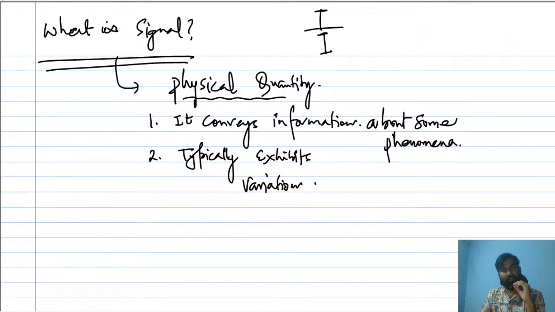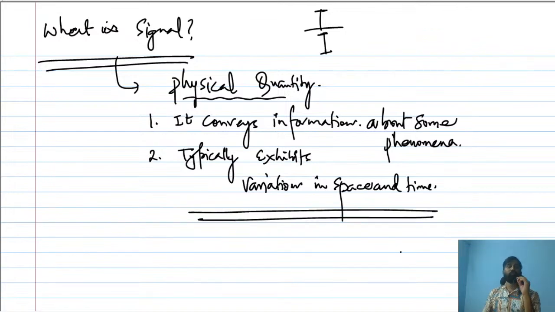Variation is any physical quantity varying with respect to time or with respect to any other parameter like x, y, z. You will see this also in electromagnetic waves. An electromagnetic wave will be a function of space as well as time.